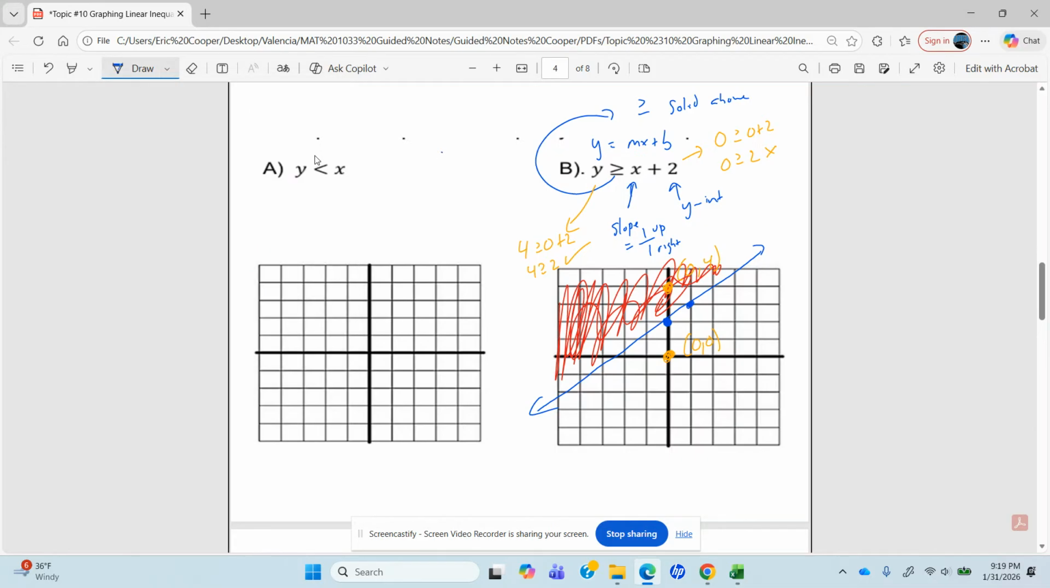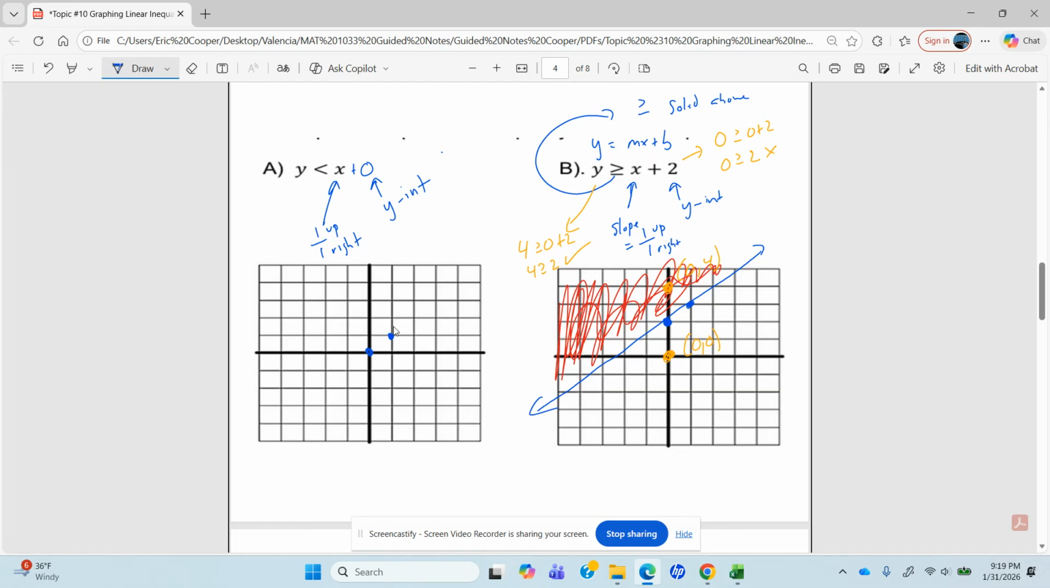Let's go back and do A. y is less than x. So in this case, we don't have anything being added or subtracted to it, so we can pretend like that's really a 0 there. That will end up being my y-intercept. So we're going to start our graph at the origin. Our slope, again, is x, which is really just 1. And we can turn that into a fraction by going 1 over 1. So I'll go up 1 and to the right 1 from the origin. Up 1, to the right 1.